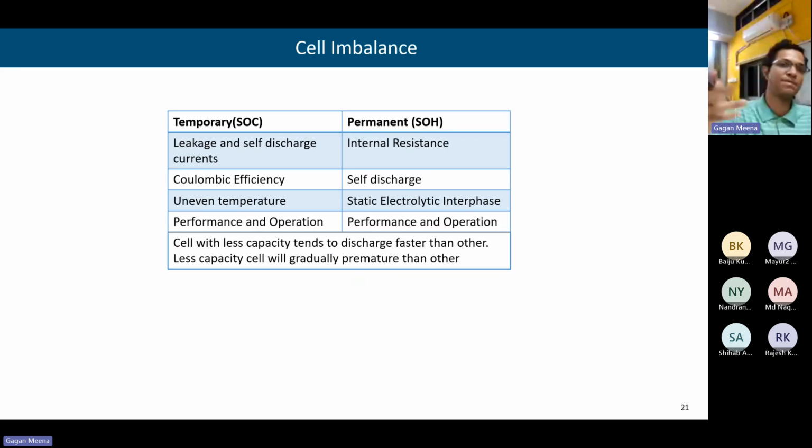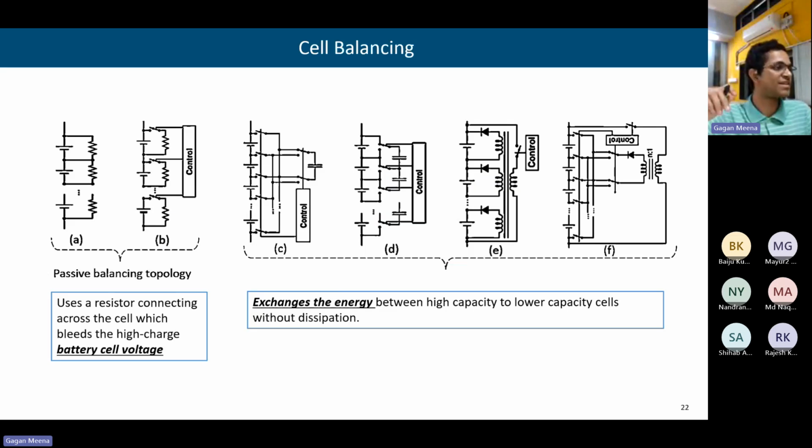Cell imbalance can happen because of these different reasons. And we already discussed that a cell with lesser capacity will tend to discharge faster than the other, and then it will prematurely reach its limit earlier. Then it will create problems. We don't want that. For that, different types of cell balancing techniques are there.